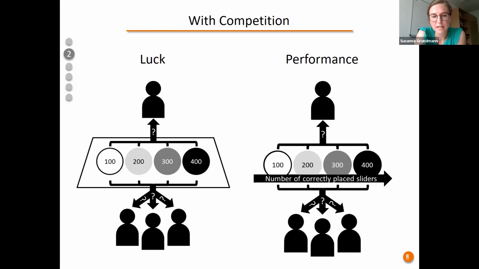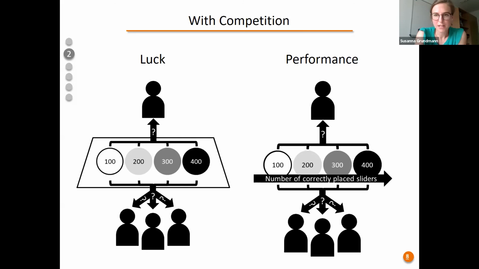And finally, in the performance treatment, all 4 subjects are ranked according to their relative performance, with the best performing subject receiving the highest bonus and so forth. So in this case, the bonus is dependent on the performance in the real effort task and also on the other person's performance. Okay.